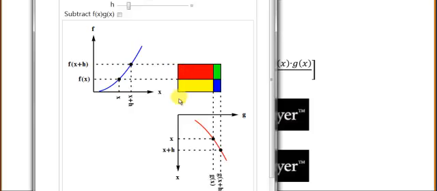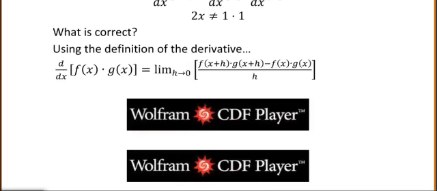The similar thing over here: this is at 0 on the g-axis, and this is at g of x, so this is g of x. And then this is at g of x plus h, so this is g of x plus h minus g of x. Now if we look at this yellow rectangle, this part is f of x times g of x. So when I subtract that off, I'm just removing that yellow part, and I just have these three parts left. Let's take a look at that.